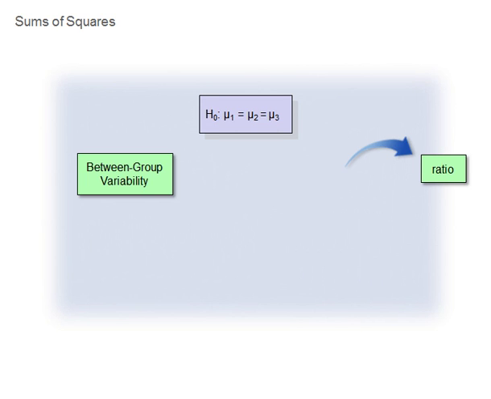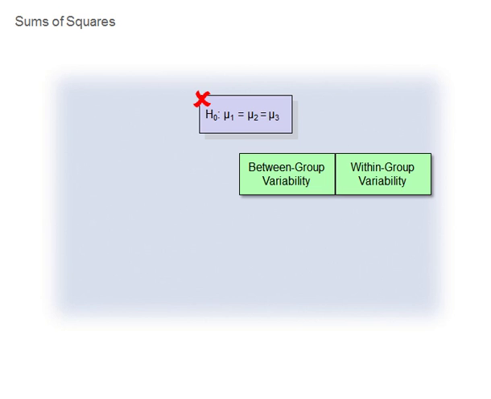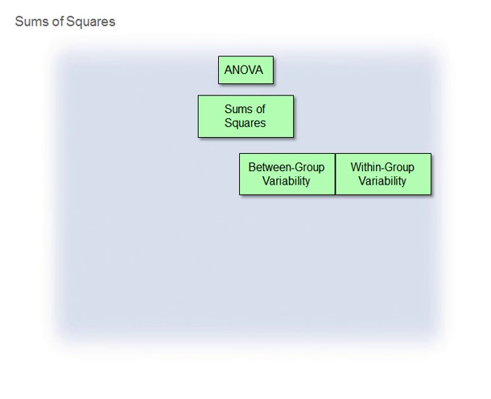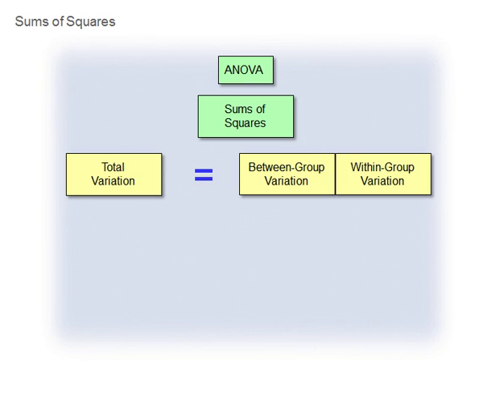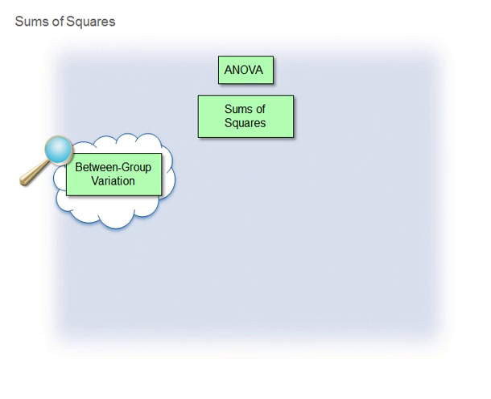If the between-group variability is significantly larger than the within-group variability, you reject the null that all of the group means are equal. So, you partition out the variability using sums of squares. For ANOVA, you calculate 3 types of sums of squares: between-group variation, within-group variation, and total variation. Let's examine each of these.